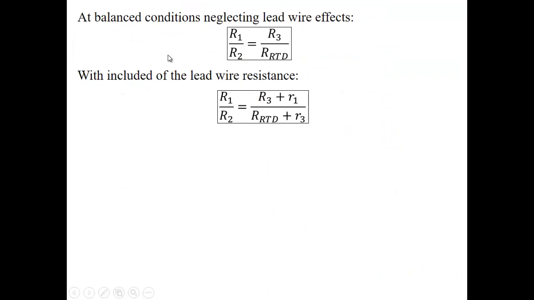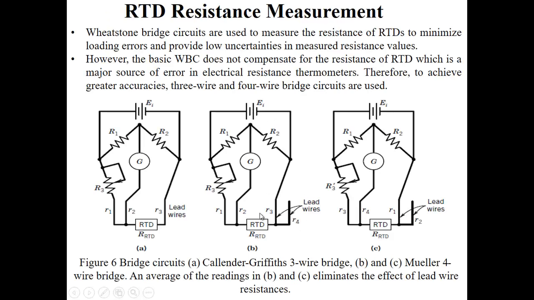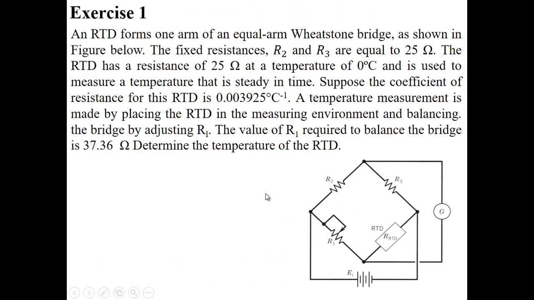If our condition includes the effect of the lead wire resistance, it might be like this: R1 over R2 equal to R3 plus R1 over R_RTD over R3, where the R1 and R3 here come from the effect of the lead wire. Okay, now we go to the example for more understanding.